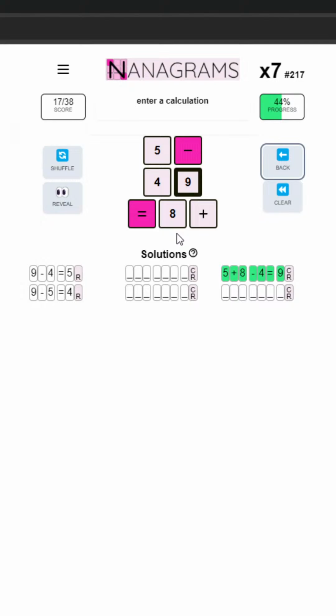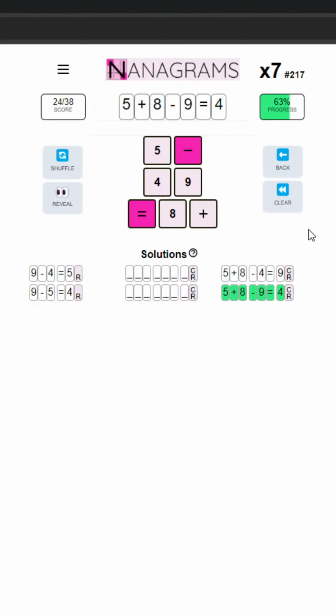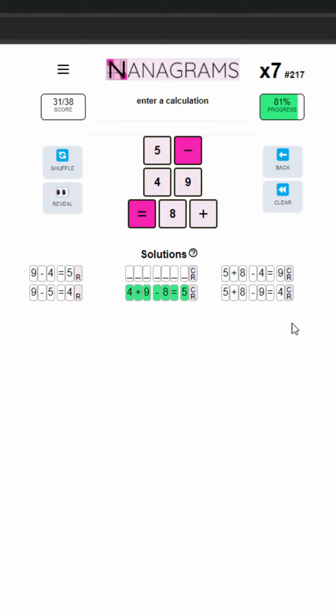Eight plus 5 is 13. Minus 9 is 4. Nice. Okay, we have 2 more. Four plus 8 is 12. Minus 5 is 7. 4 plus 9 is... 8 plus 9 is 17. No, that doesn't do anything for us. 9 minus 8 plus 4 is equal to 5. One more. One more.